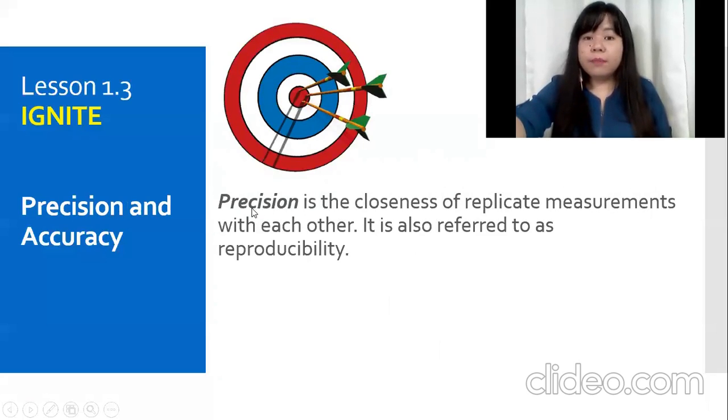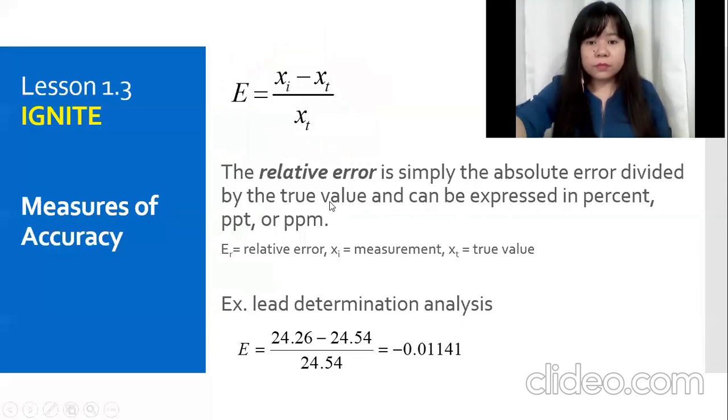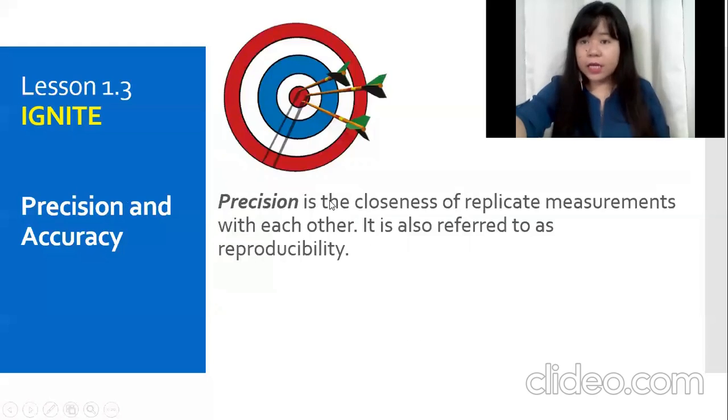So the measures of precision. Okay, so that's it for accuracy. Next, we move on to precision. It is the closeness of replicate measurements with each other. It is also referred to as reproducibility.